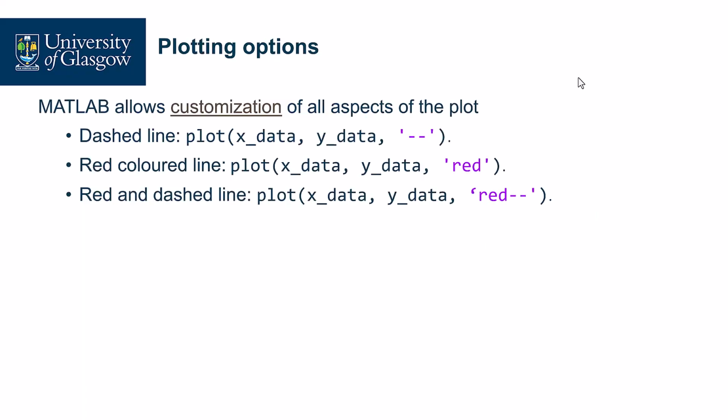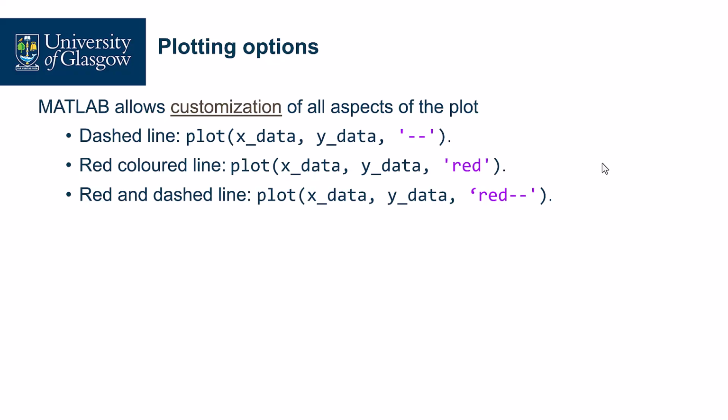Now we can see the plotting options. As I said last class, we can customize our plot. So for example, if we want to use a dash line to plot, we can write x, y with a single quote dash line. We want to make it red. This is here. If we want both red and dash line, red dash line, how to do that? We can see more in the help file with more examples.